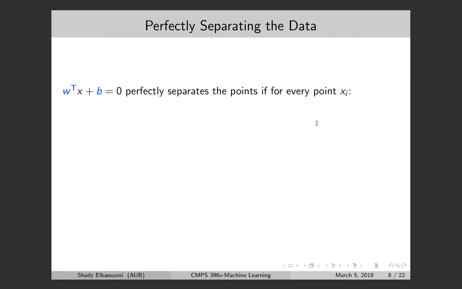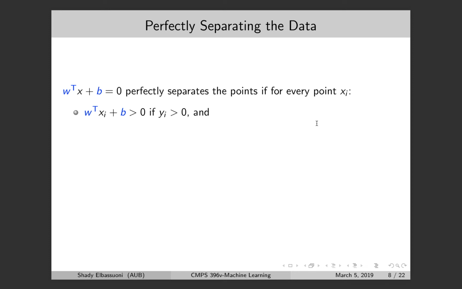So, perfectly separating the data. We're going to write this mathematically. I have w transpose x plus b is equal to 0. Again, this is the equation for the hyperplane, and it perfectly separates the points if for every point xi in my data set, w transpose xi plus b is greater than 0 if yi is greater than 0. So they agree on the sign.